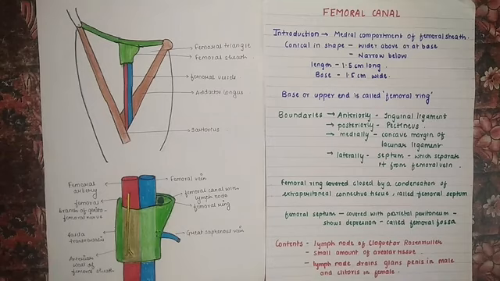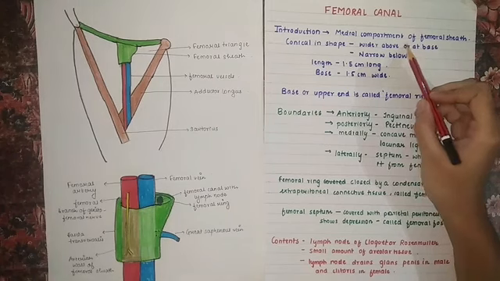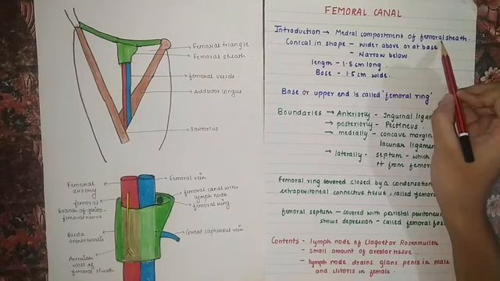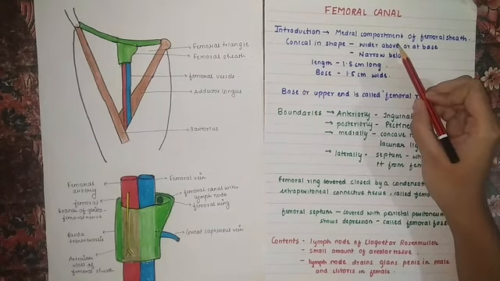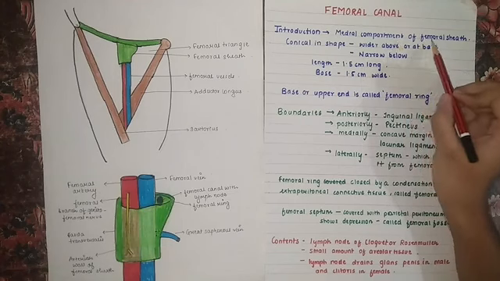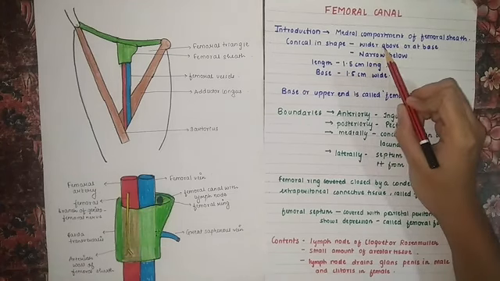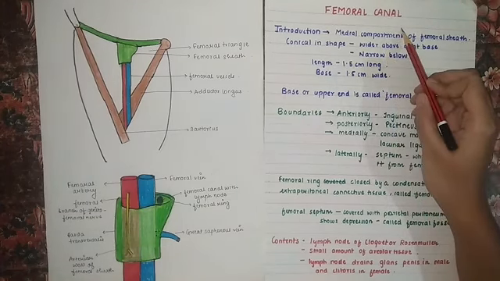Femoral canal is the medial compartment of the femoral sheath. It is a part of the femoral sheath in which we have anterior compartment, medial compartment, and the posterior compartment. So the medial compartment of the femoral sheath is called the femoral canal.